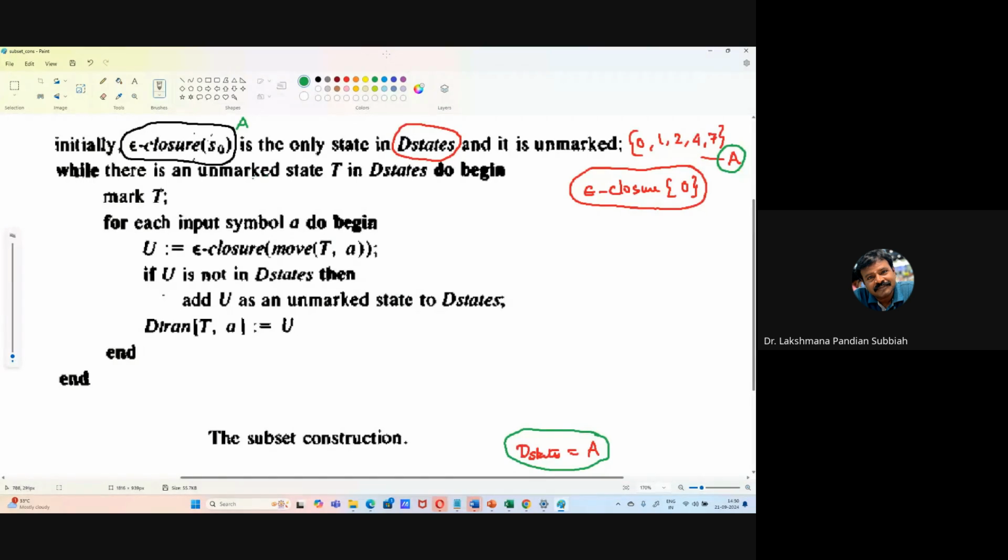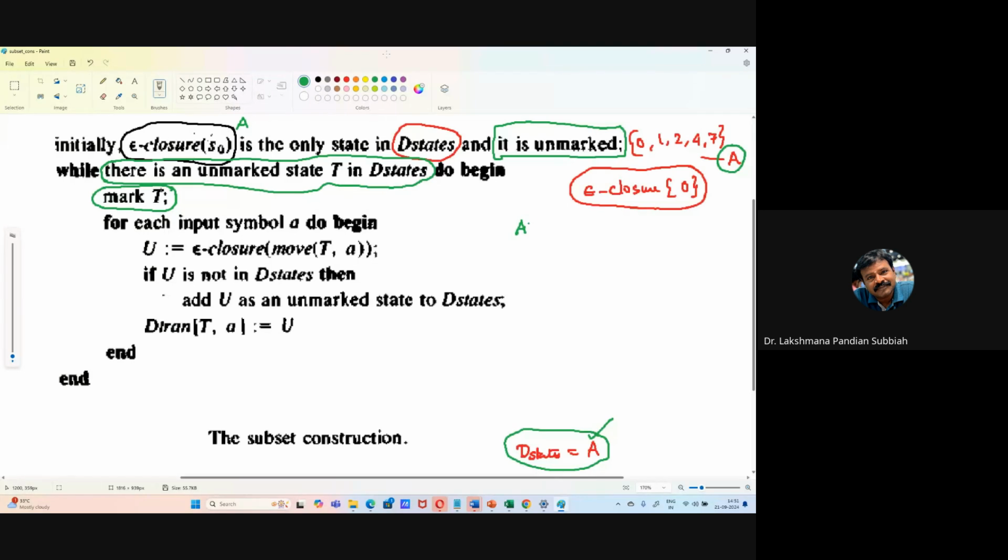Now what do we have? There is an unmarked state in T. A is there, and it is unmarked. Unmarked means we have not made a tick mark. So you take that unmarked state initially and make a tick mark on it. So T is now currently processed, and we are taking A now for the processing.